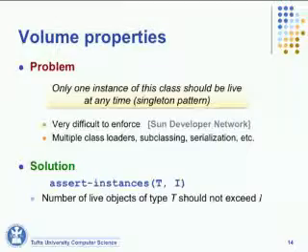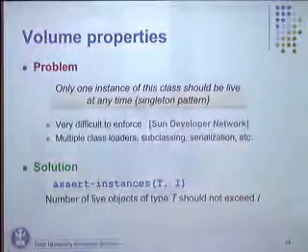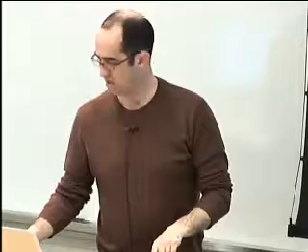So in our system, you can just say, assert the number of instances of this type is some number. And it just traverses the heap and tells you if there's more than one, which seems a lot easier than trying to fiddle with class loaders and such. I think that's all I want to say about that.